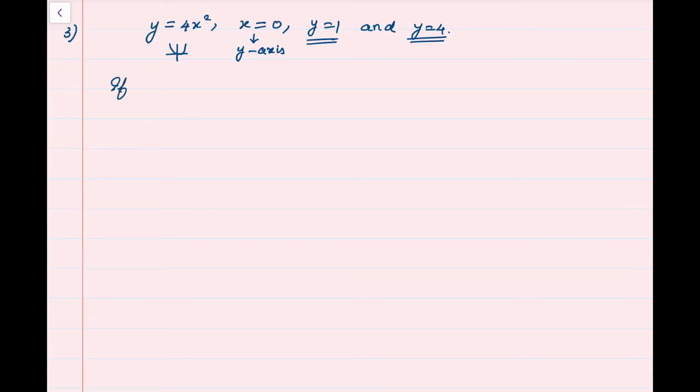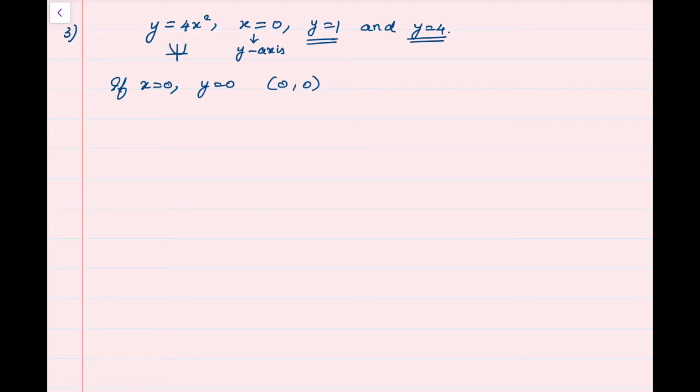Question 3. Find the area of the region lying in the first quadrant and bounded by y equal to 4x square, x equal to 0, y equal to 1 and y equal to 4. The first equation is a parabola, an upward parabola. x is equal to 0 is the equation of the y-axis, and y equal to 1, y equal to 4 are lines parallel to the x-axis. If x is 0, y is 0.